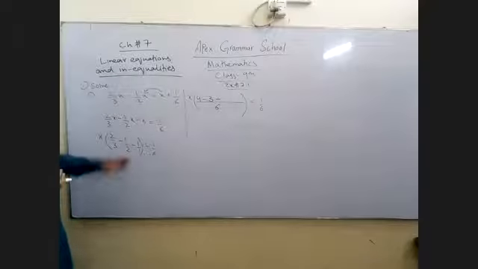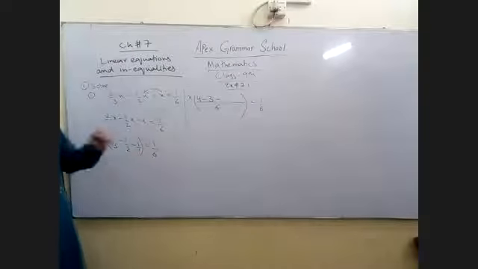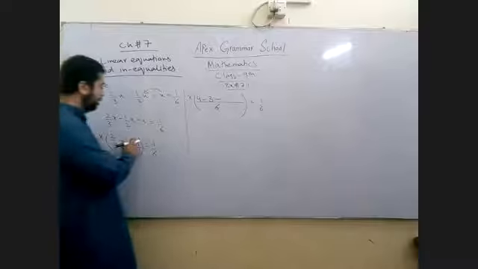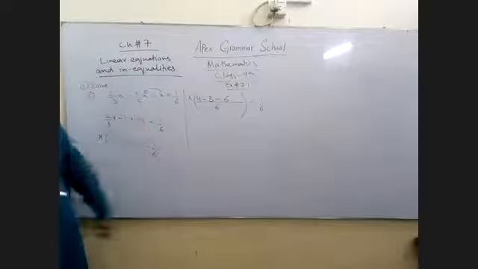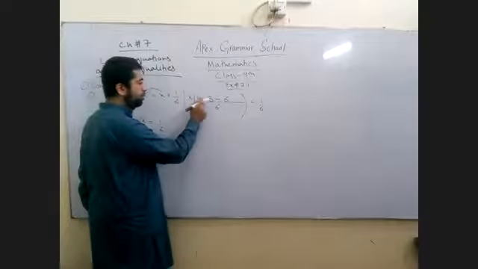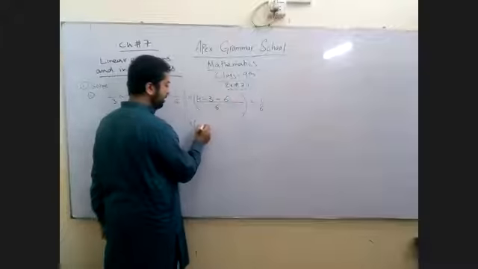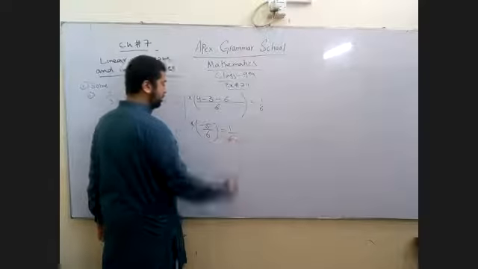So 6 divided by 1, answer is 6. So that answer must be multiplied by its numerator. 6 ones are 6. So 6 will be here. Now solve it. 4 minus 3, answer is 1. 1 minus 6, answer is minus 5. Divided by 6 is equal to 1 by 6.